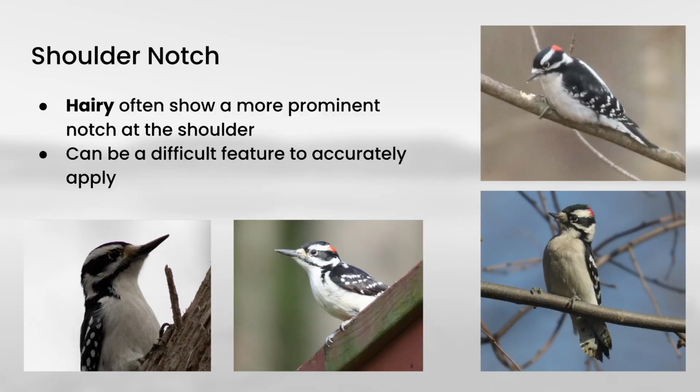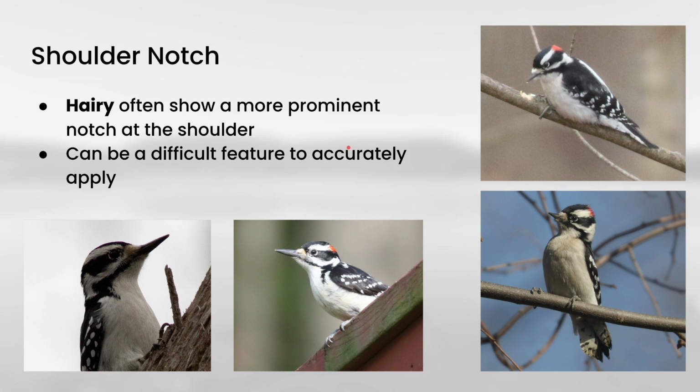One other thing I did want to mention, because you'll often hear it referenced as a field mark, is the presence of a shoulder notch. Hairy woodpeckers often show a prominent notch in the shoulder area. And what do I mean by that? Watch on this hairy woodpecker where the border between the light and dark is. And again on this one, where you definitely have this uneven notch where the black comes out and the white goes in, as opposed to these downy woodpeckers where it's just more of a smooth shoulder.